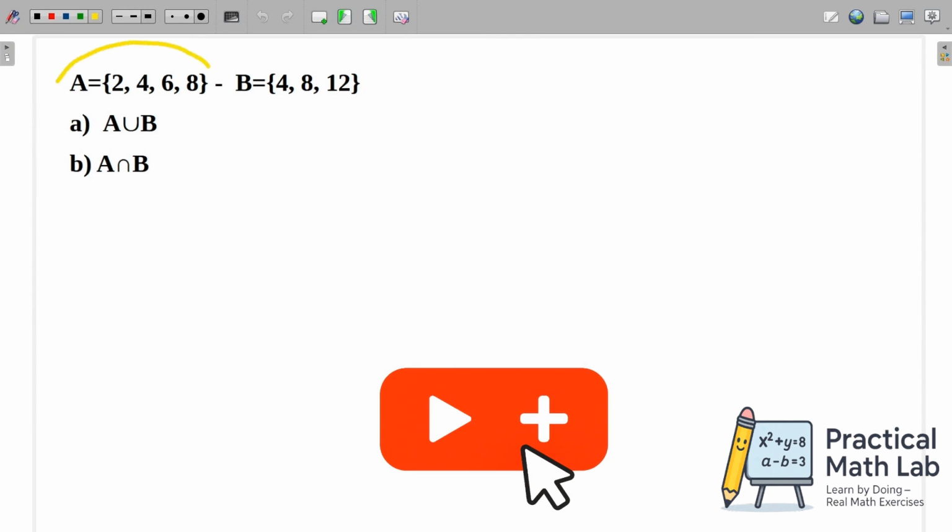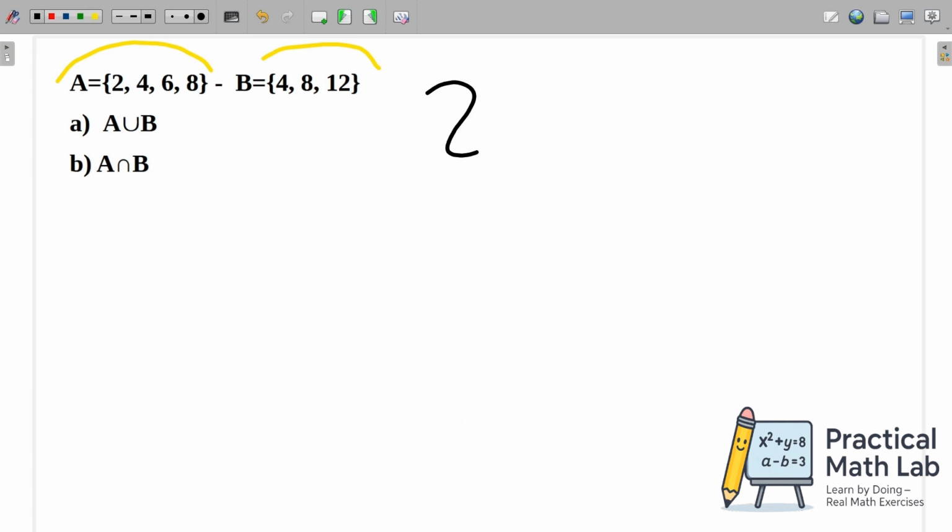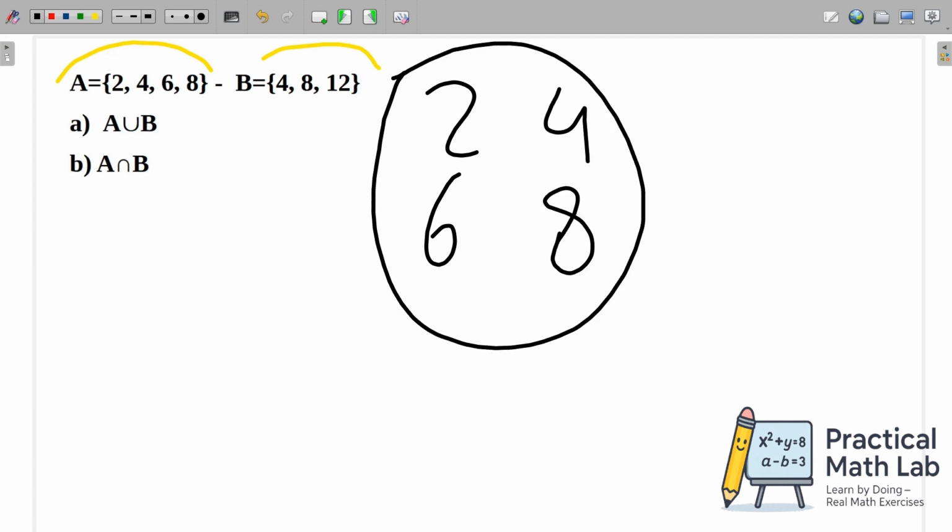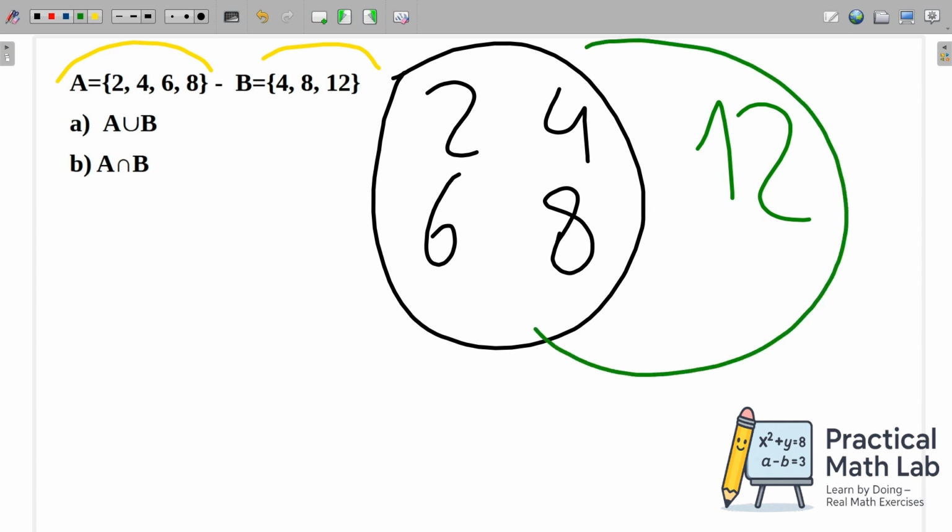We have set A with the elements 2, 4, 6, and 8, and set B, which has the elements 4, 8, and 12. How can we represent these sets? Let's do it here. 2, 6, 4, and 8. This here is set A. Now 12. This here is set B.